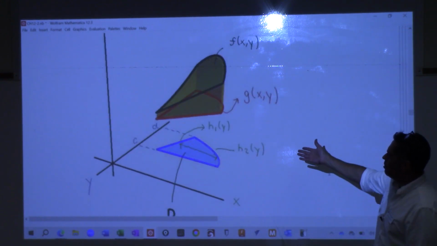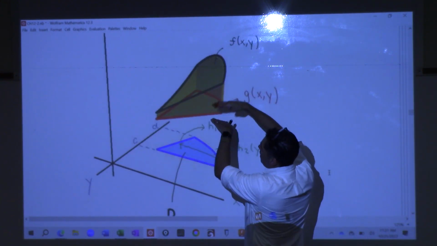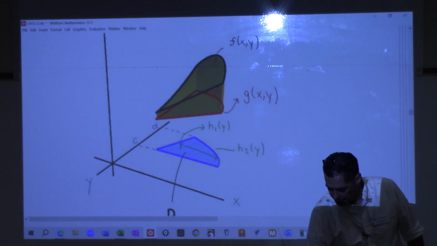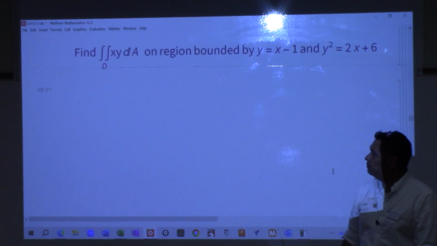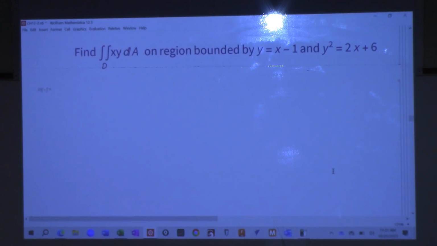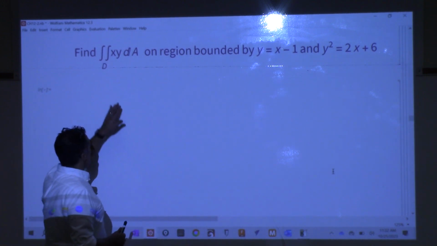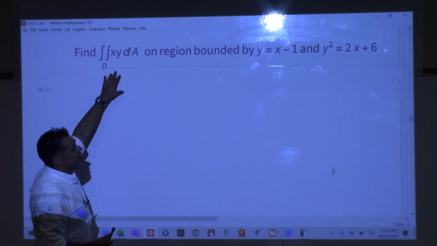Same procedure here. If you're trying to find the volume between 2 surfaces, we just need to subtract those 2, if we're going to do that. Find the double integral over D of xy with respect to area on the region bounded by y equals x minus 1 and y squared equals 2x plus 6. So this, again, represents the volume underneath some surface, right?